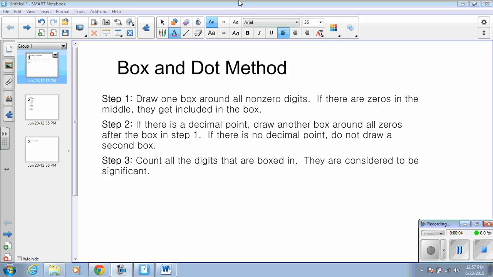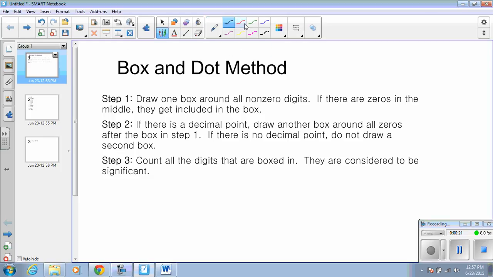We're going to talk about significant digits, and you probably learned the rules for significant digits in chemistry, and you can look those rules up online to refresh your memory. But I want to go over a method that I find to be pretty simple. It's called the box and dot method. Maybe you've heard of it, maybe you haven't, but that's the method we use in physics.